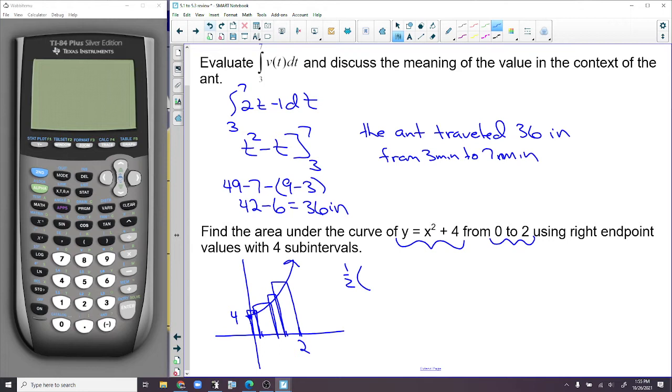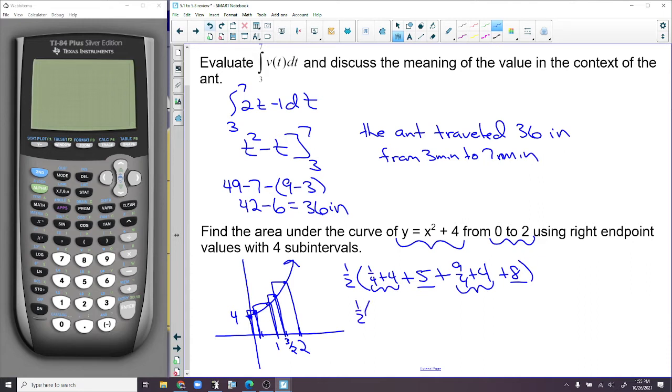Now we need right endpoints to get all of these heights. So we don't use 0. We start with a half. So 1/4 plus 4, there's the first one. Then I'll plug 1 in. 1 plus 4 is 5. Then we'll plug 3 halves in. That's 9/4 plus 4. And then we'll plug 2 in because that's the very right one. 4 plus 4 is 8. So here is the first rectangle, the second, the third, and there's the fourth. So there's the 4 rectangles.